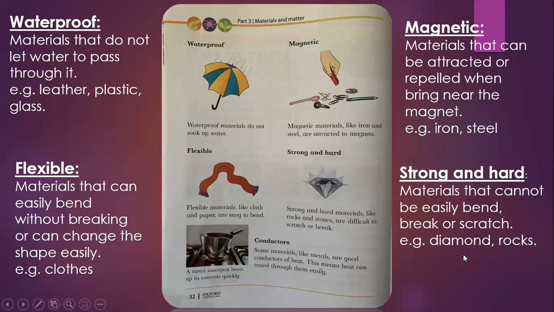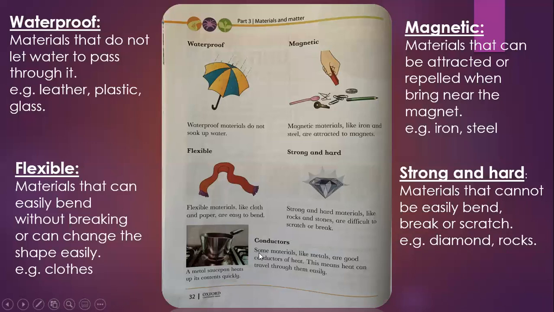If you want to break them or bend them, then you need different types of tools and also heat, but they are not easy to bend or break or scratch. That's why we call them strong and hard materials. Examples are, look, the picture of a diamond. So these are the different types of materials according to their properties.